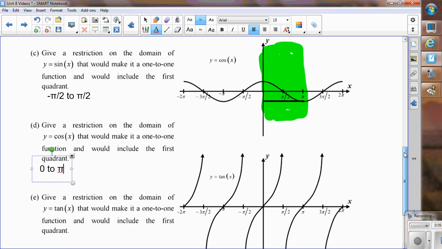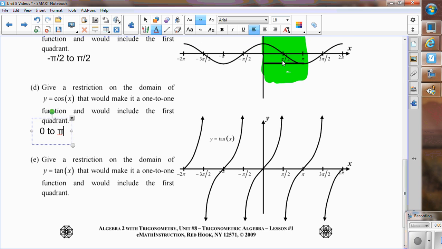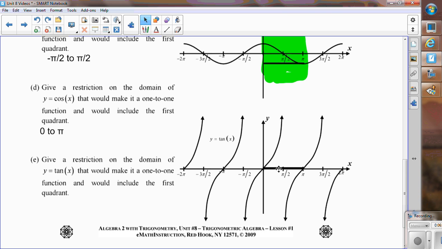Well, what about for tangent? Well, here's my horizontal line. I'm going to bring it with me. It'll be easiest to check. I can't seem to grab it, so I'll make a new one. Where would I restrict it so it would be 1 to 1? So let me make a line right around here and see if I can move this line around so that it is 1 to 1.